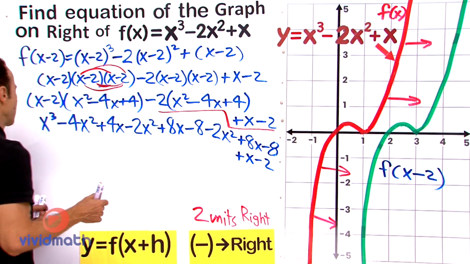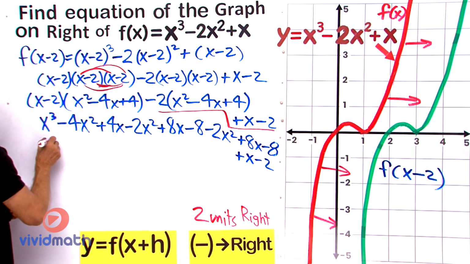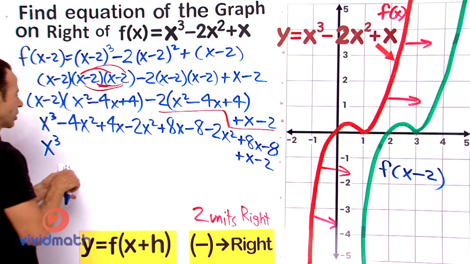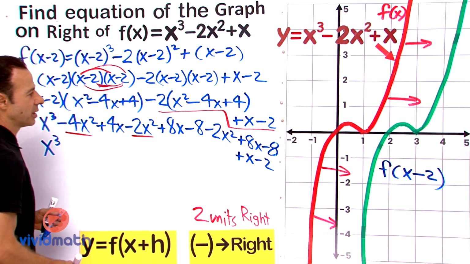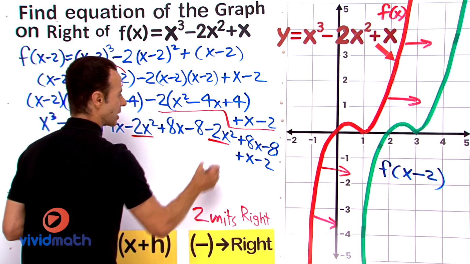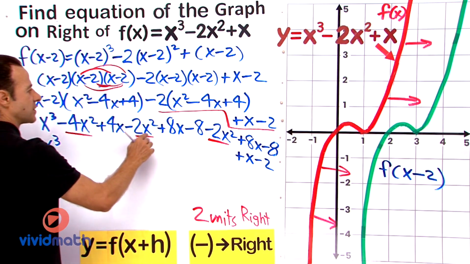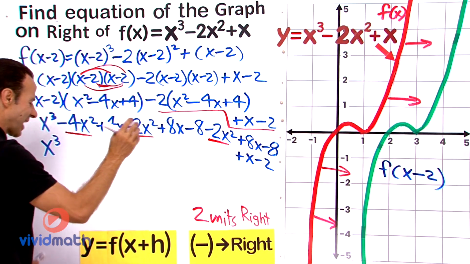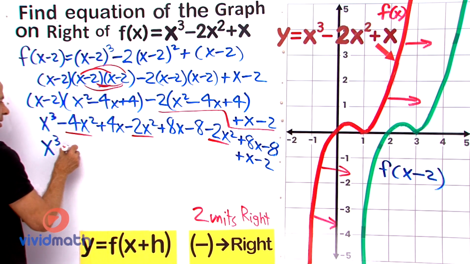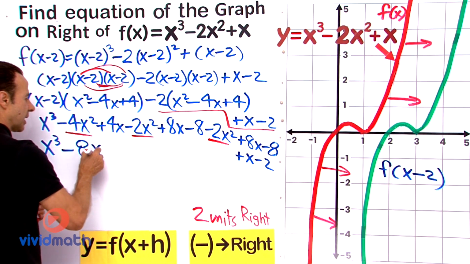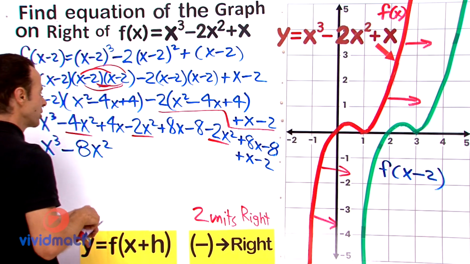Let's continue over here. So we want to find like terms. So we're going to have x cubed. Well, we got a minus 4x squared. We got a minus 2x squared. And we've got another minus 2x squared. So that's 4, 5, 6, 7, 8. So that's minus 8x squared. Now what else do we have?